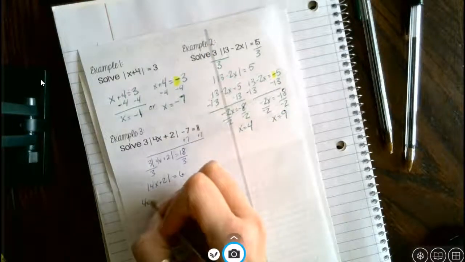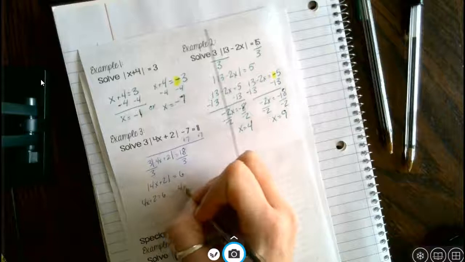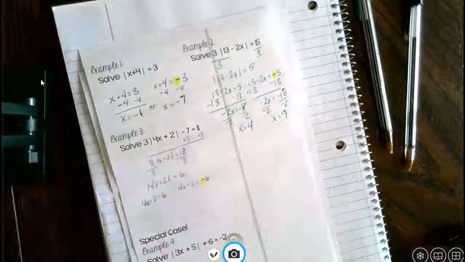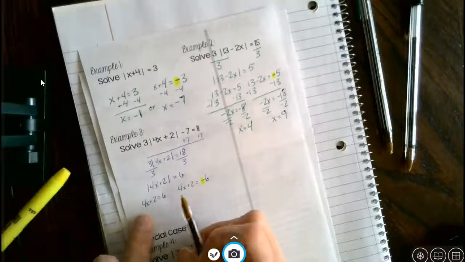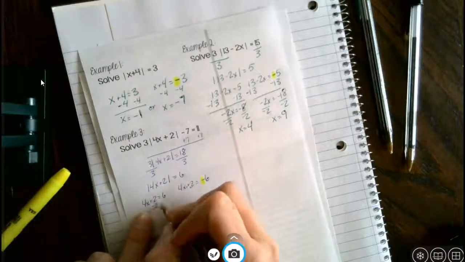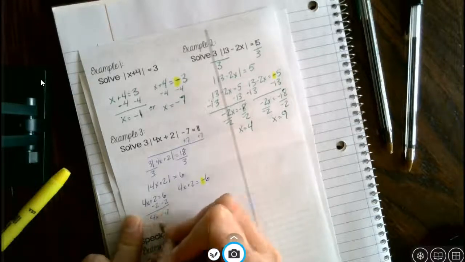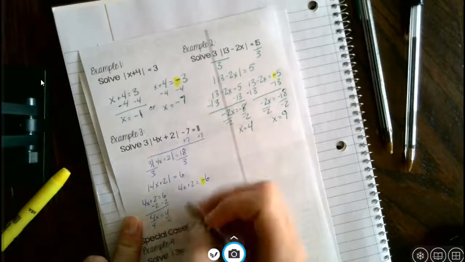So 4x plus 2 equals 6, and 4x plus 2 equals a negative 6. And again, I'm going to highlight just to remember that's what we changed. So I first have to undo my addition. So I have 4x equals 4. And then I undo my multiplication by dividing.